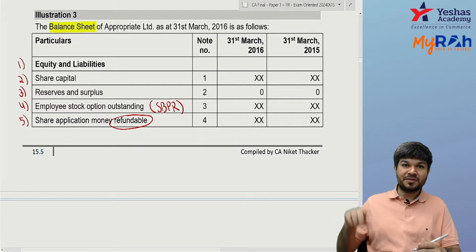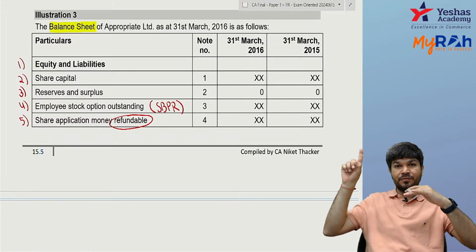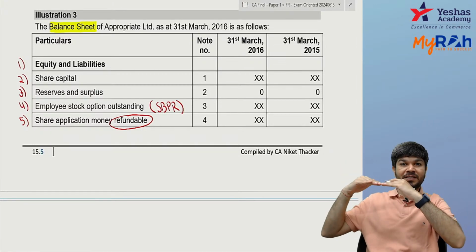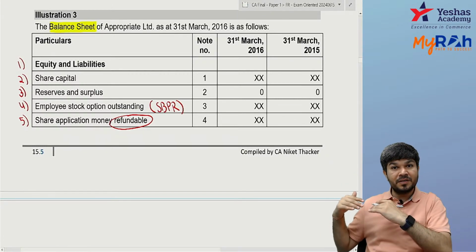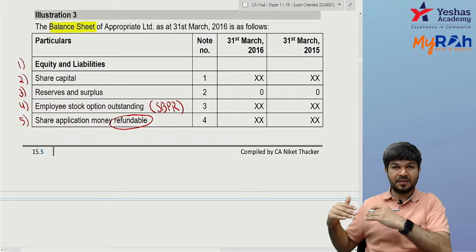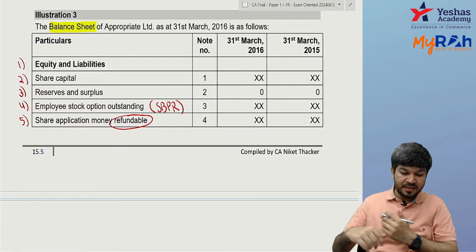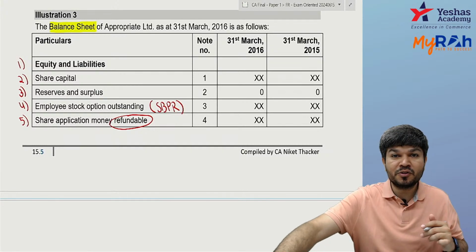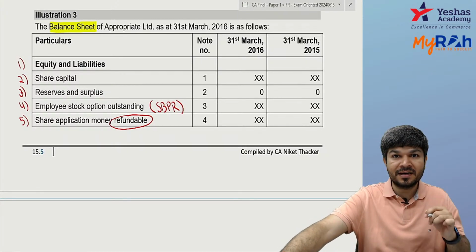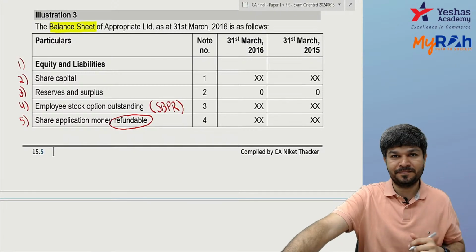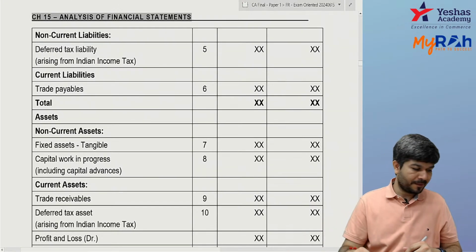Okay, first of all, it should start with assets. That's one. Achha, now when I come to equity and liability, there has to be a heading called equity. Under equity, there should be equity share capital. Instead of reserves and surplus, the word is other equity. Employee stock option outstanding should be part of other equity. Share application money refundable should come under liability, under current liability, under other financial liability.